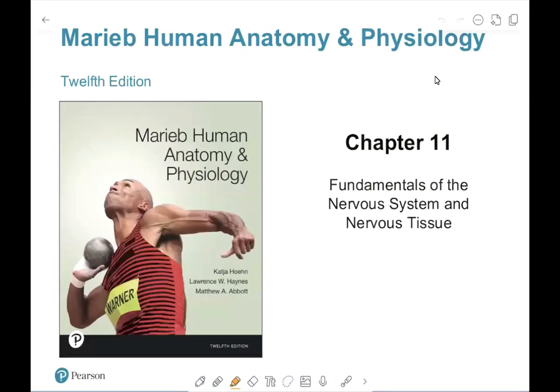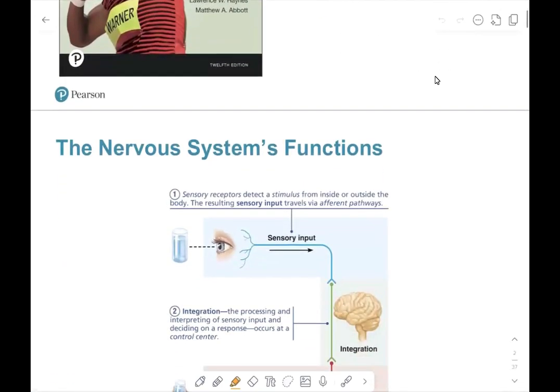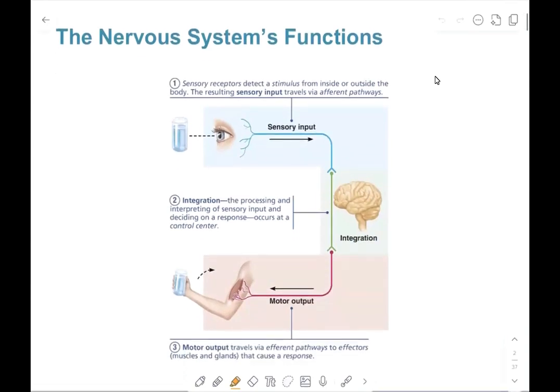In this chapter, we are going to introduce the nervous system. So, this will be the last chapter that's on exam 3, chapter 11. So, let's first go through the functions of the nervous system, kind of the general organization of it.